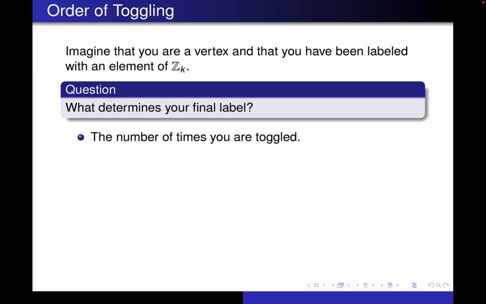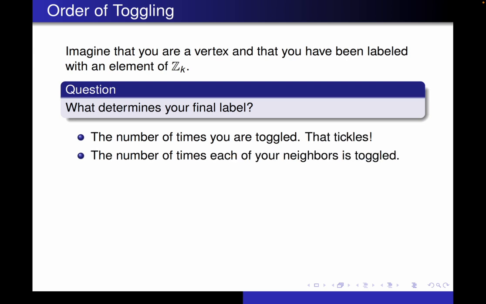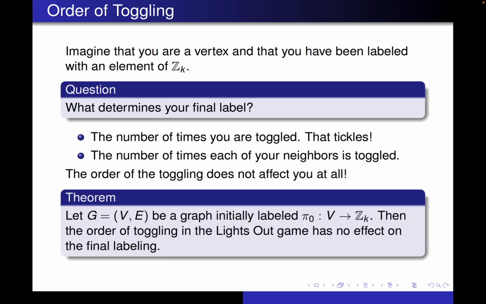Well, certainly the number of times you're toggled is going to make a difference. Each time you get toggled, your label gets increased by 1. And also the number of times each of your neighbors is toggled, right? Each time your neighbor is toggled, it again increases by 1. And then your final label is going to be determined by the total of all of those toggles. Notice, however, that the order of the toggling does not affect you at all. The only thing that matters is how many times each vertex is toggled.